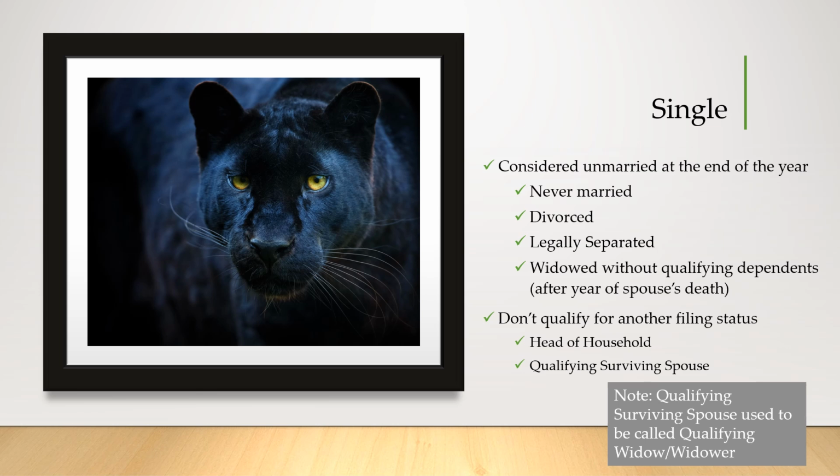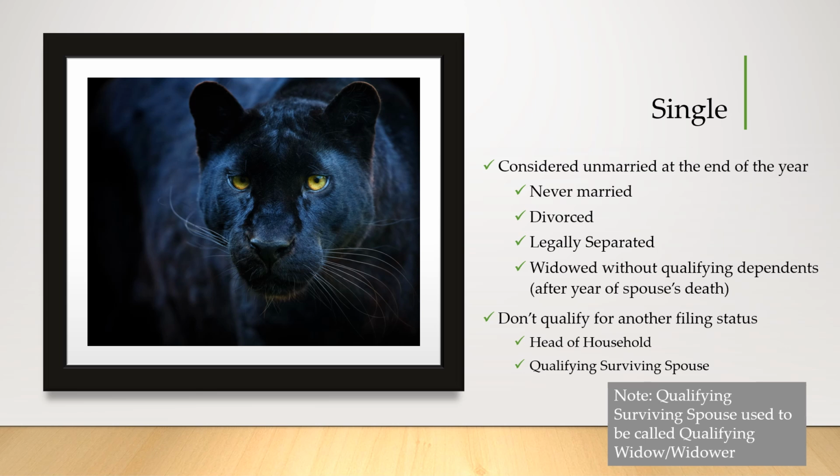So, on to the good stuff. Let's start with our first filing status, single. And I like to think of this filing status sort of as the default status. If our taxpayer does not qualify for any other filing status, what are they going to file as? Well, single. So a single tax filer would be considered unmarried at the end of the year. And at the end of the year means on December 31st, were they married or were they unmarried?